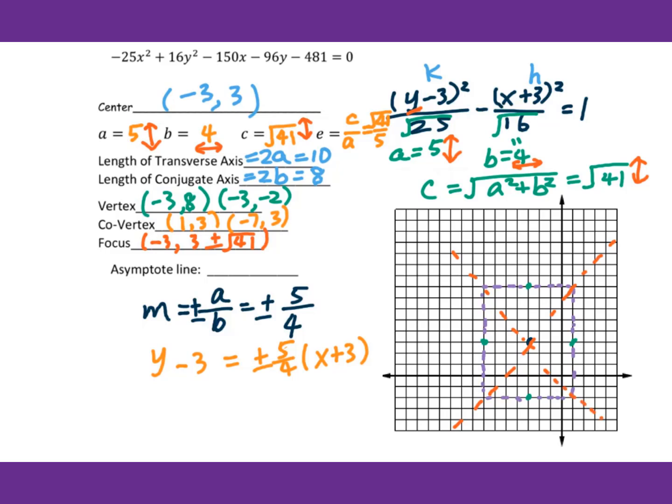Since for this hyperbola, we have the y squared minus x squared pattern. Therefore, it's a vertical hyperbola. The graph will be like this. So you will find the vertex, then draw the hyperbola like this.